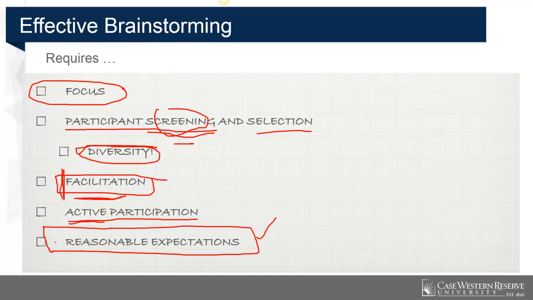But have reasonable expectations so you don't have unmet expectations, which fosters the myth that brainstorming is sort of a Yahoo management thing to do that doesn't have any value. Because in fact, it does bring a lot of value to the design process.